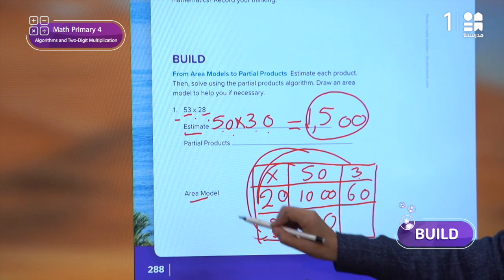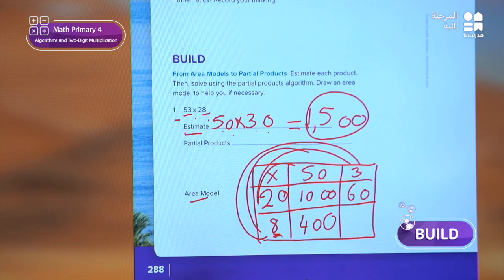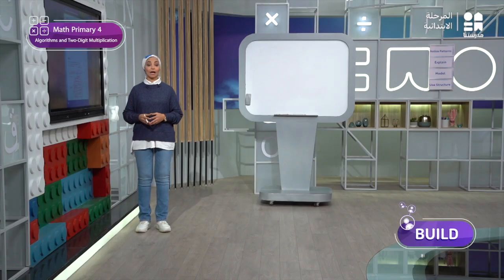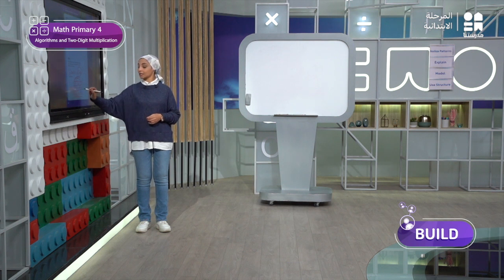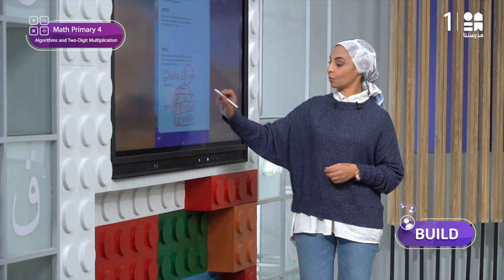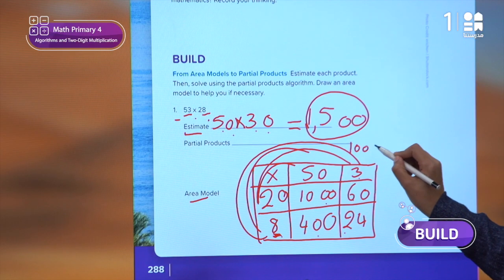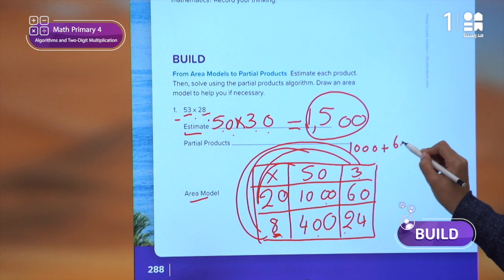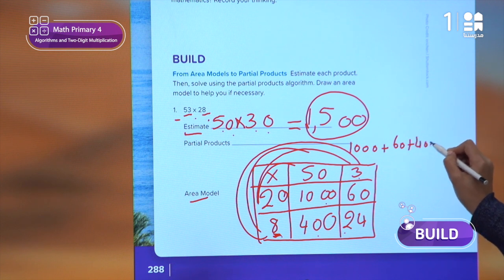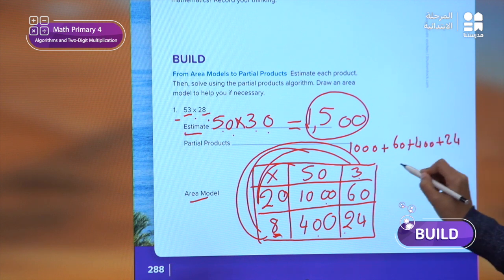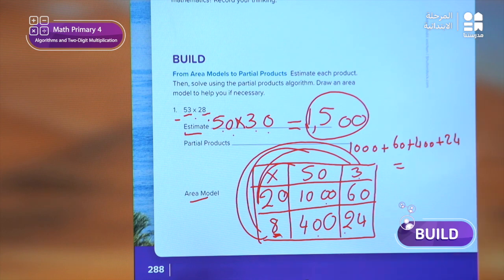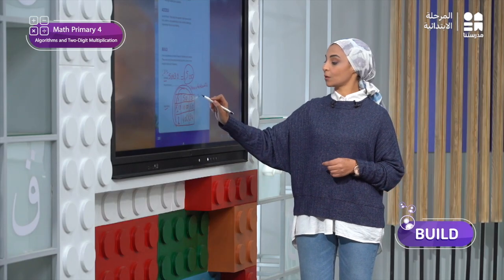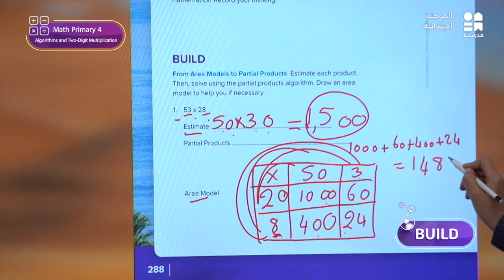By the same way, I'll multiply 8 times 3. 8 times 3 equals what? Of course, equals 24. طيب بعد بعمل كده هعمل ايه؟ Yes, I will add these 4 products to get the final answer. So 1000 plus 60 plus 400 plus 24. When you add all these numbers, the final answer will be 1484.